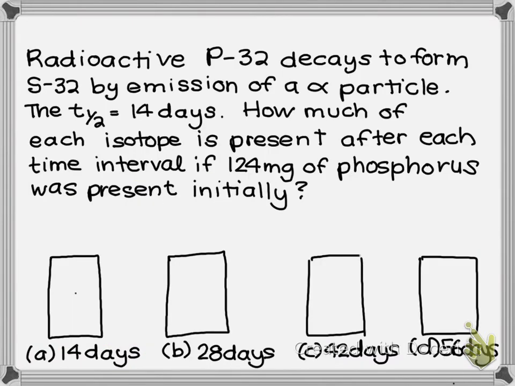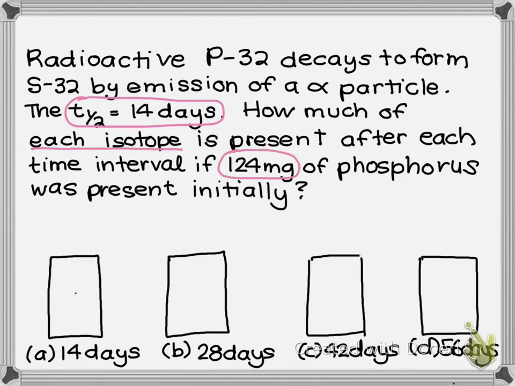Now here's another question, and this is similar to a homework problem. It says radioactive phosphorus-32 decays to form sulfur-32 by emission of an alpha particle. The half-life is 14 days. How much of each isotope, and look here, it says each isotope, is present after the time interval if we start with 124 milligrams of phosphorus.